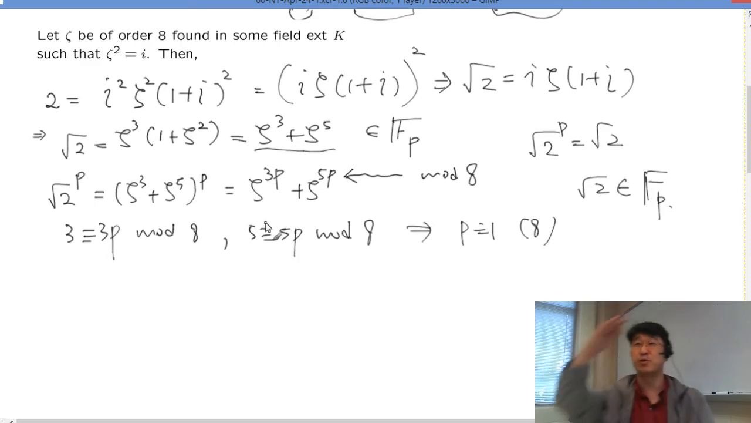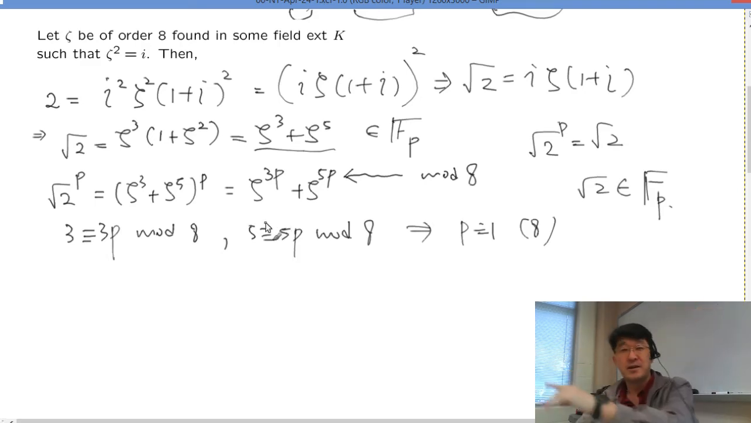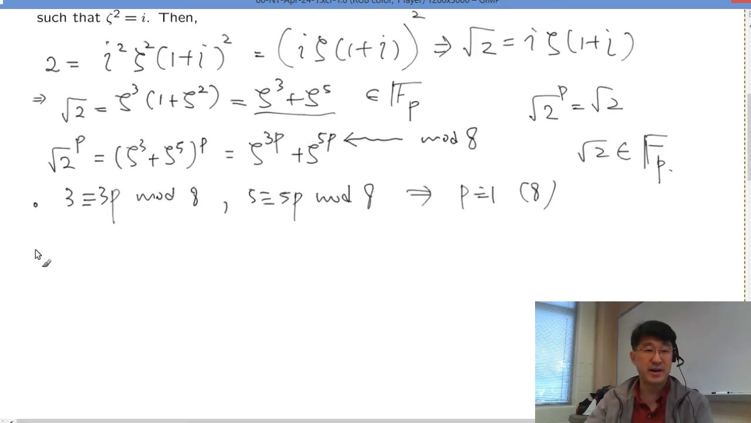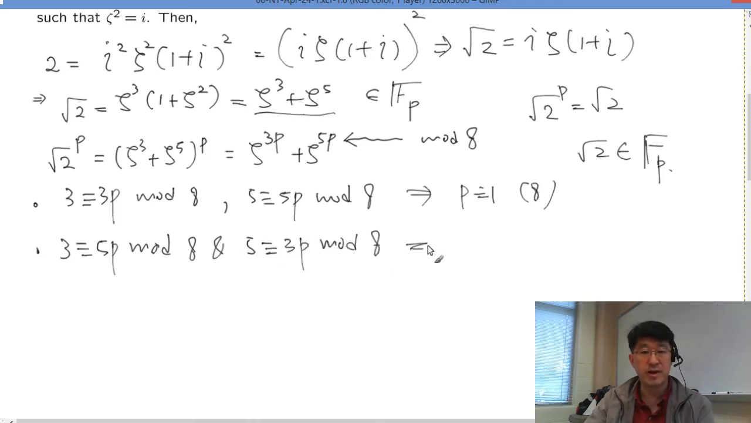But it's possible it's a cross like this. 5p is congruent to 3 mod 8, and 3p is congruent to 5 mod 8, right? Yeah. Can you go ahead and solve that, just for a little break from just listening to me? So you got the 1 mod 8. Let's try this one here. See if that's consistent. And 5 is 3 mod p. What do you get out of that?